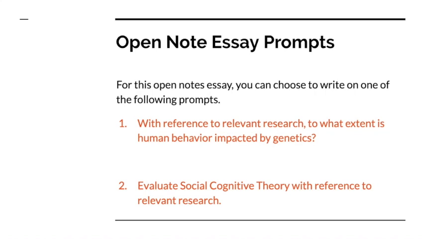The second essay prompt would be to evaluate social cognitive theory with reference to relevant research. This means you're going to be asked to talk about what the strengths and limitations of social cognitive theory are. For both of these prompts, you should be using the idea of antisocial behavior. So really you should be thinking about to what extent is antisocial behavior impacted by genetics, or evaluate social cognitive theory's ability to explain antisocial behavior with reference to relevant research. The key concept is you have a clear behavior, and your job is to either provide to what extent genetics impacts that, or to evaluate social cognitive theory.